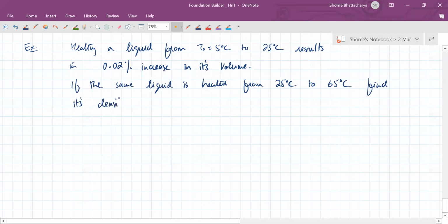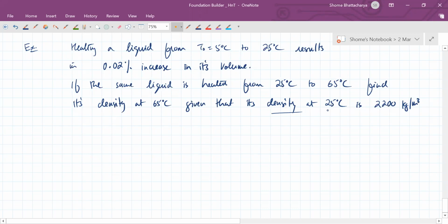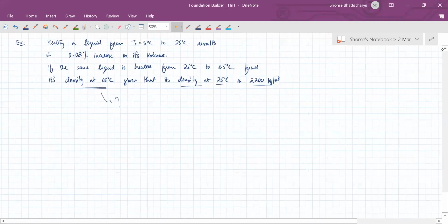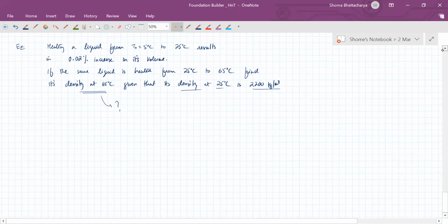find its density at 65 degrees C, given that its density at 25 degrees C is 2200 kilograms per meter cube. So at 25 degrees C, the density is given to us as this much. We have to find what will be the density at 65 degrees C. This thing we have to find out, and for that, this information is given. So just note down this section about the variation in density and now apply that concept over here.